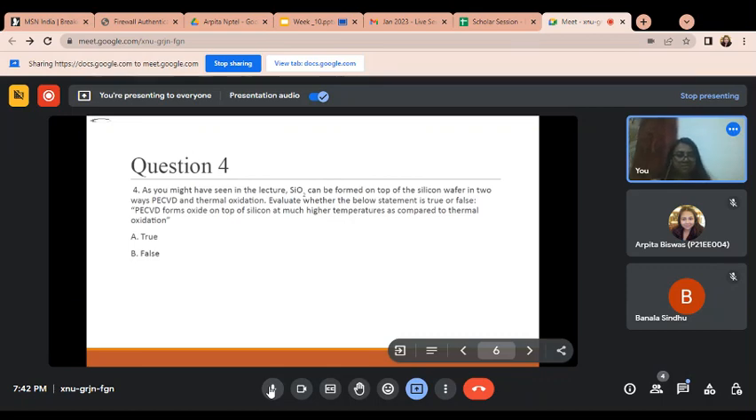Banana Sindhu. Actually, PECVD, plasma enhanced CVD, operates at lower temperature. So if we want to grow the oxide layer on top of the silicon, it will take lower temperature than the thermal oxidation process. And the thermal oxidation process takes greater than 1000 degrees centigrade. So it requires higher temperature than the plasma enhanced CVD process. So the statement is false.